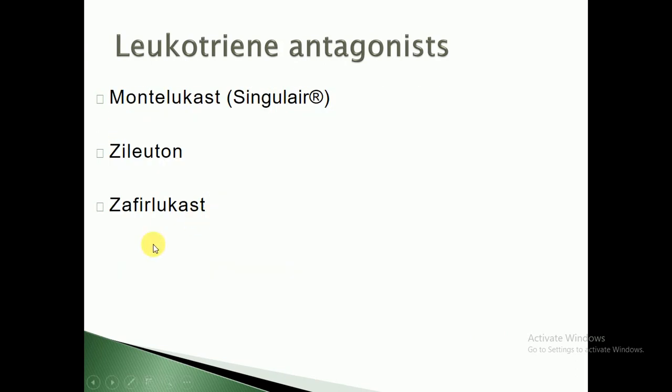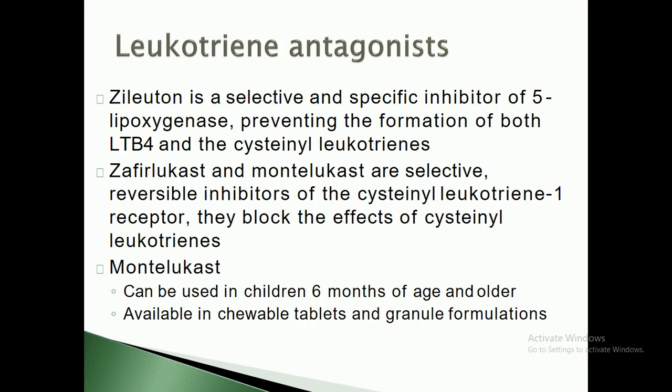These are the different agents of leukotriene antagonists. Montelukast, or Singulair, is available in the market by trade name Montika, in 4 milligram doses. Besides that there is Zileuton, and there is also Zafirlukast. So these are all leukotriene receptor blockers and antagonists.